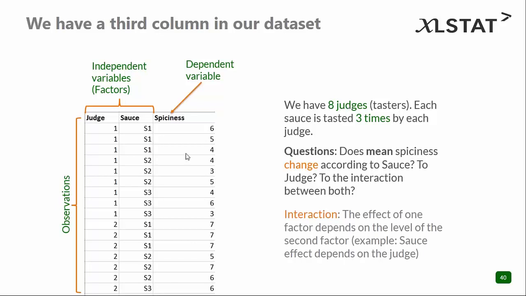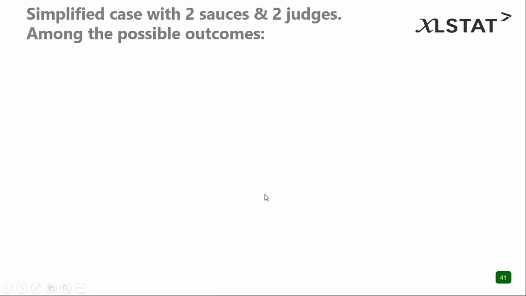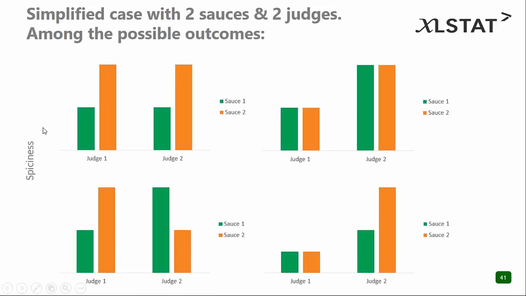So let me tell you a bit more about this interaction effect. I'm going to take a very simple case. Imagine you have a very simplified case with only 2 sauces and 2 judges. So here's a list of possible outcomes. Among the many outcomes you can have in terms of results, here is a series of 4 possible outcomes.